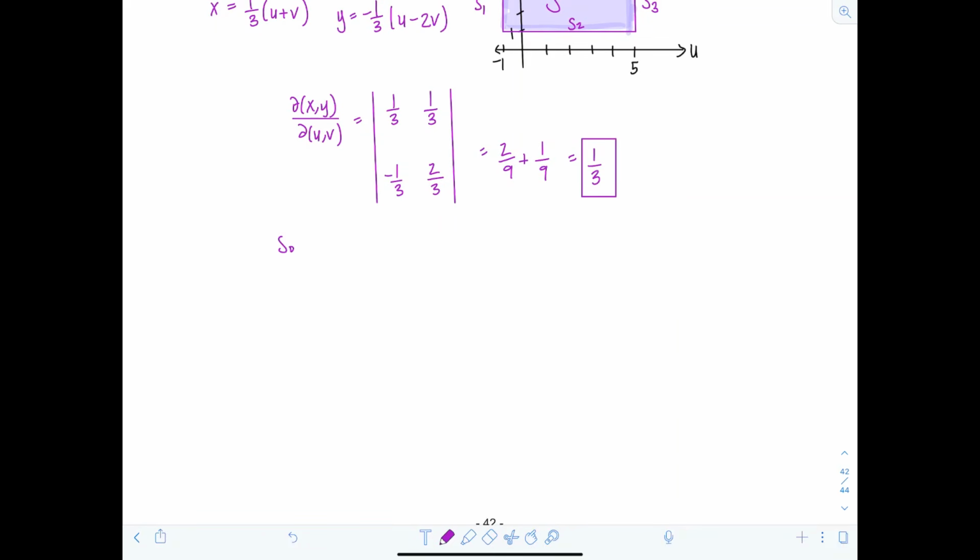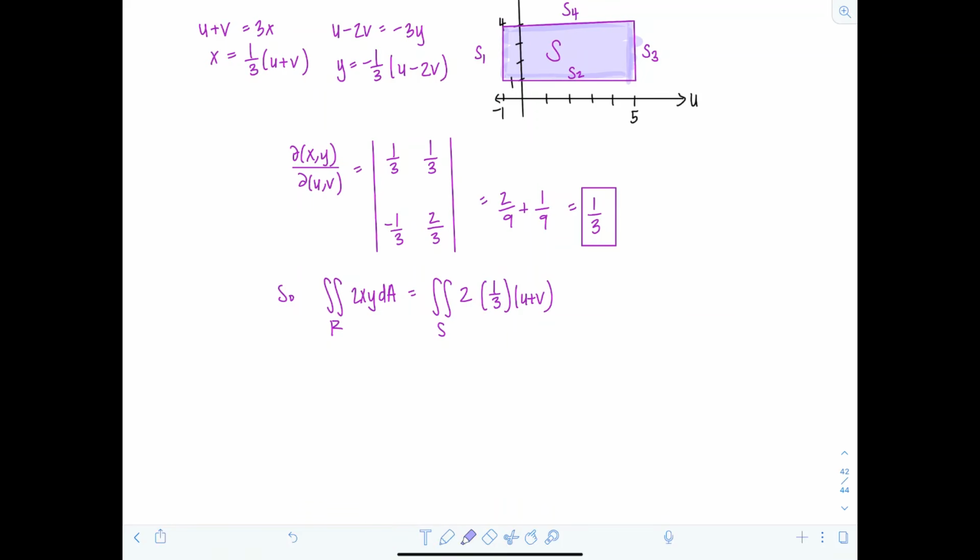So putting it all together, our double integral over R of 2xy dA becomes the following. We're going to have the double integral over S of 2. Now what was x? x was 1/3 times (u plus v). Did you forget already? x is offended. It's right here. Okay, that's x. What was y? y was -1/3 times (u minus 2v). And then I'm just going to leave dA for now. Now, it doesn't matter if I do du dv or dv du because all of the limits are constant, right?